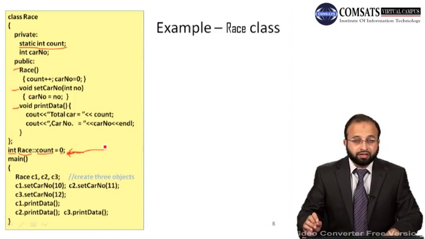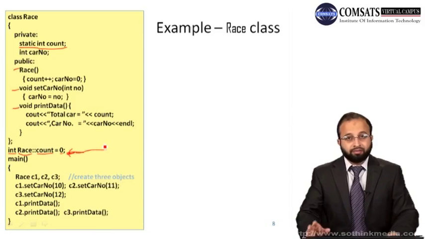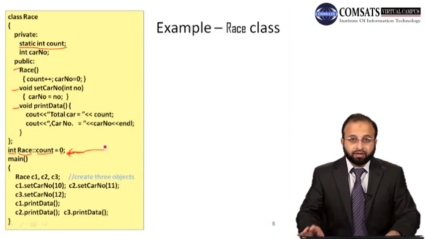Now you can see that no object is created for the race class, but still the memory is allocated for the static data member, right? So if you create an object and destroy all the objects, still the memory is allocated for the static data member until the program is running.